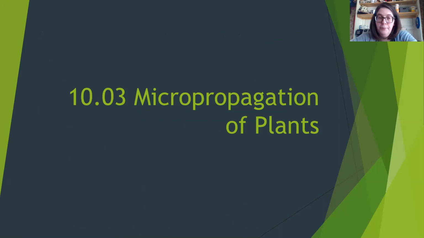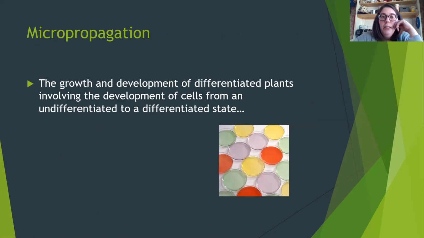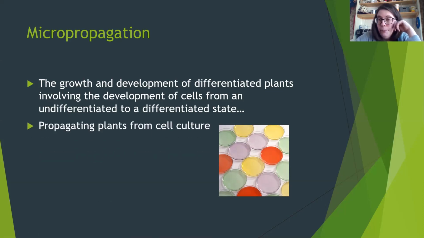Okay, we're almost done. Micropropagation in plants. This is a lot of really weird information. So as I'm cruising through this, I will tell you what is important for VOCATS, and let's just scoot through. Micropropagation is the growth and development of differentiated plants involving the development of cells from undifferentiated to differentiated states. AKA, we're going to grow plants in a lab.